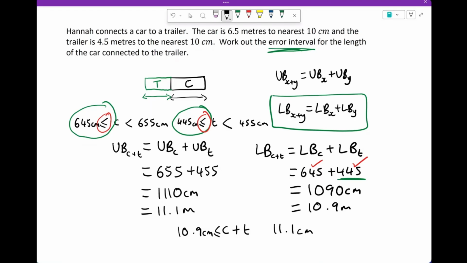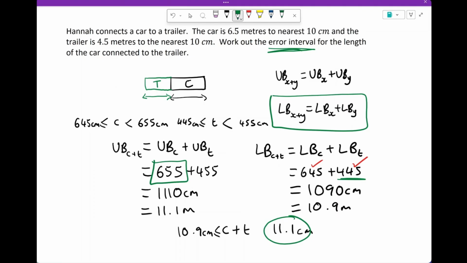Now let's do a similar consideration for my upper bound. So that is the 11.1. So let's look at the numbers that created the 11.1. So we've got the 655 plus the 455. Let's start with the 655 and look at where that came from in my error intervals earlier on.